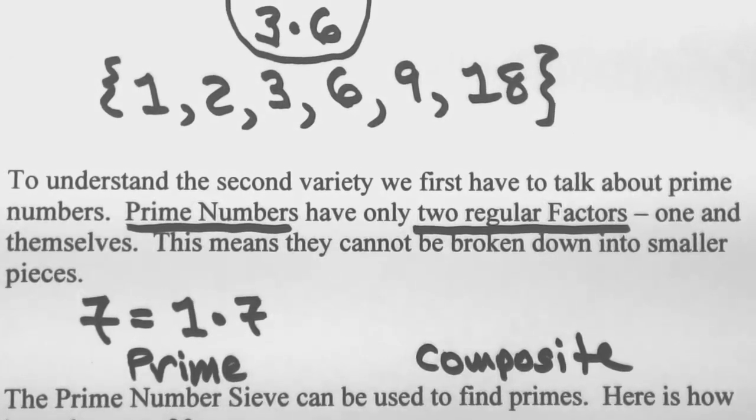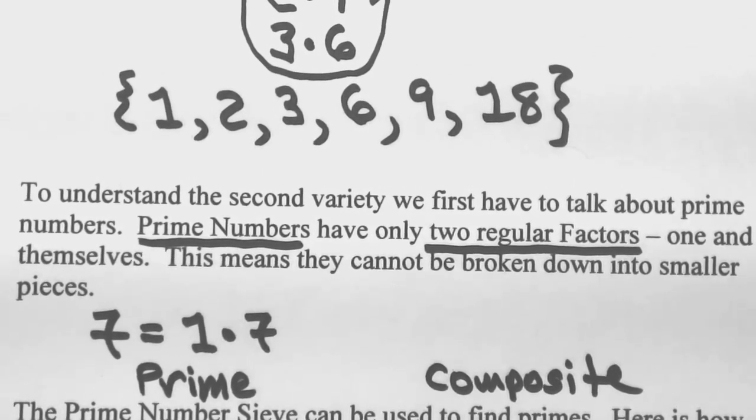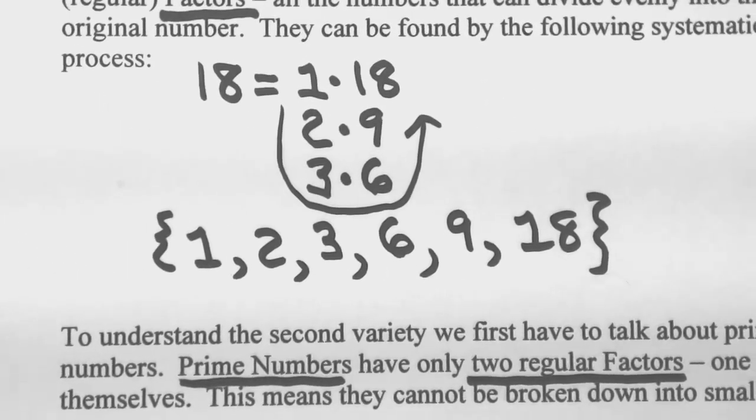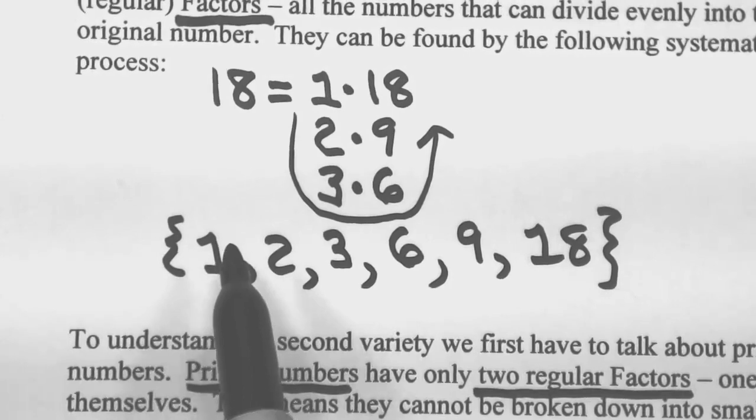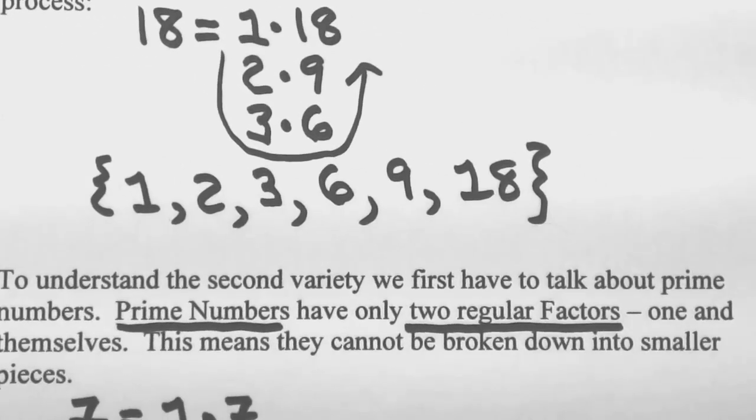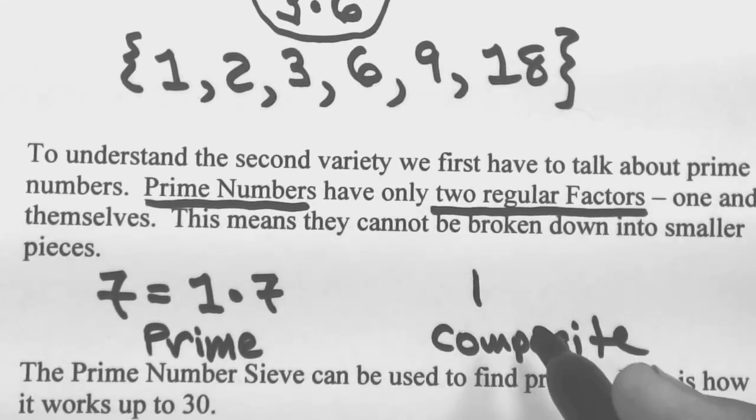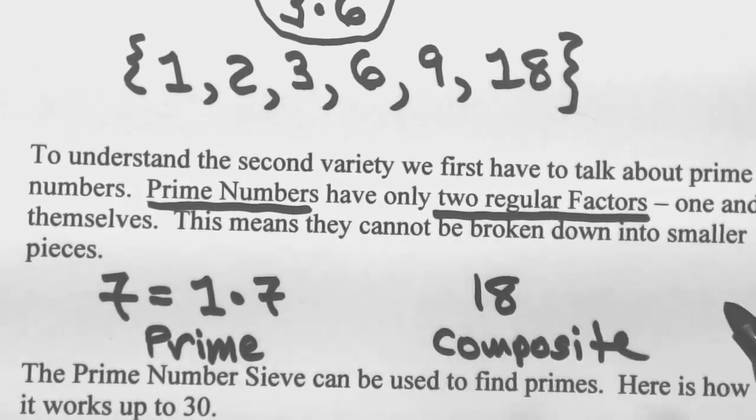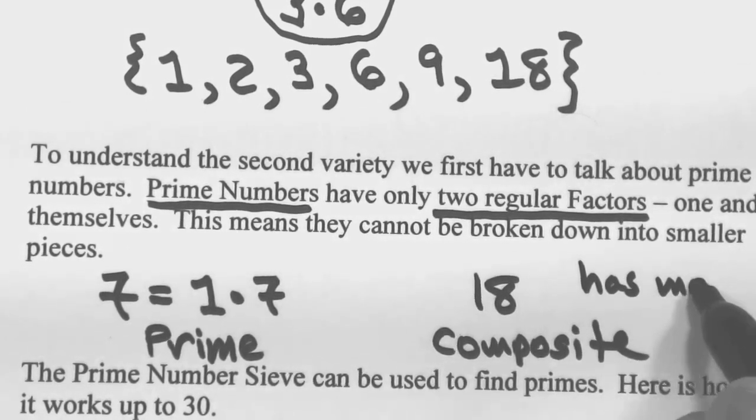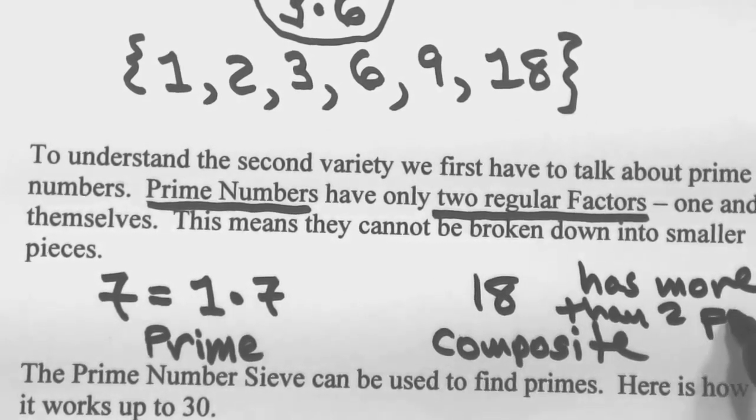Well, our example up above of 18 is a classic example of a composite number, because we saw that 18 has 1, 2, 3, 4, 5, 6 different factors. So 18, down below here, we can say is an example of a composite number. It has more than 2 factors.